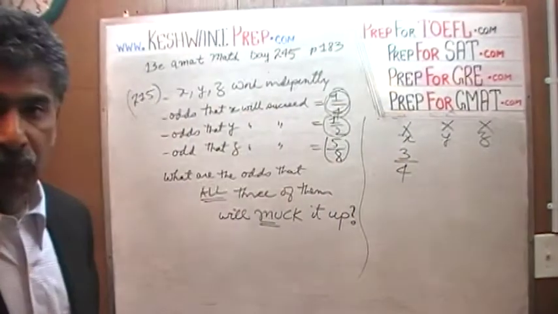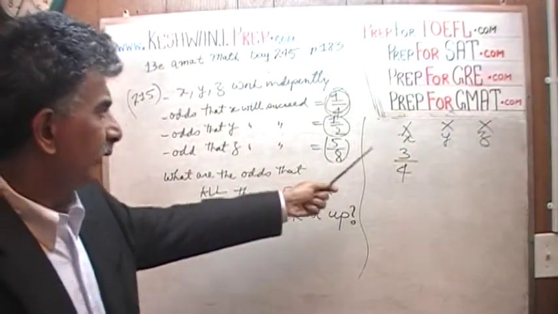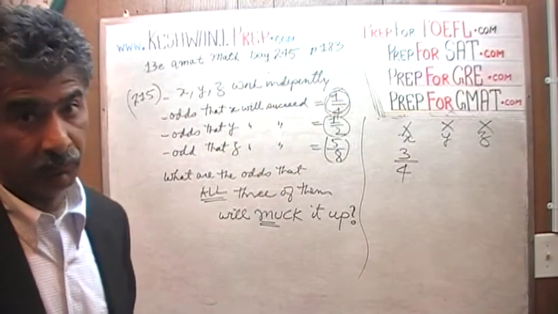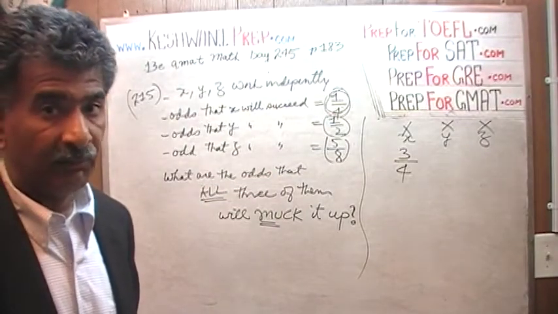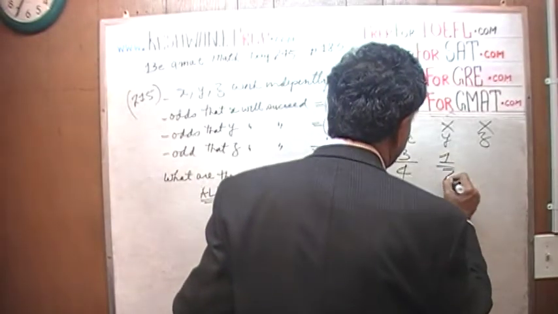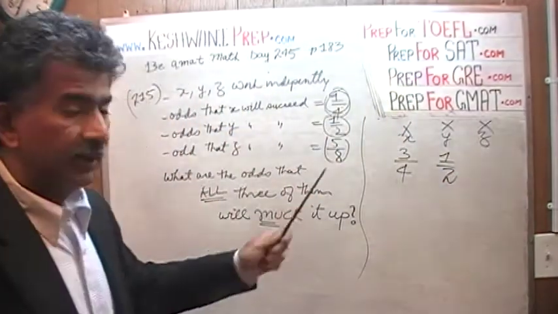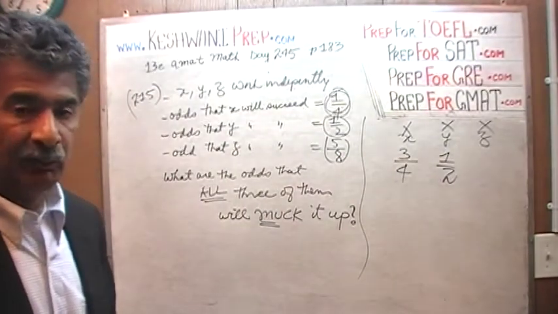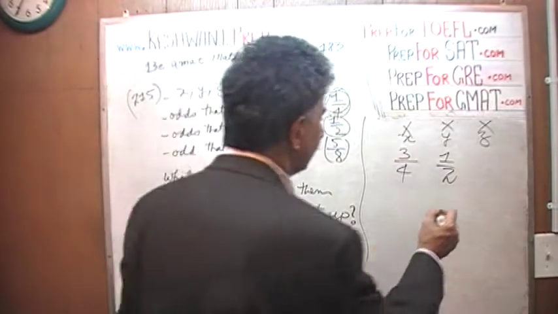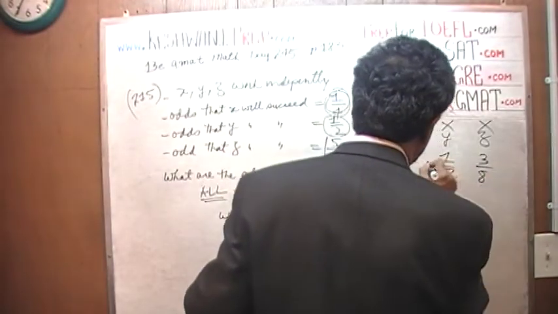The odds that y, I meant to say x, not y. So the odds that y will succeed is 50%. Therefore, the odds that y will not succeed is also 50%. And this part we already did here. The odds that z will succeed is 5/8. Therefore, the odds that he will not succeed is 3/8. That's it. That's your answer.